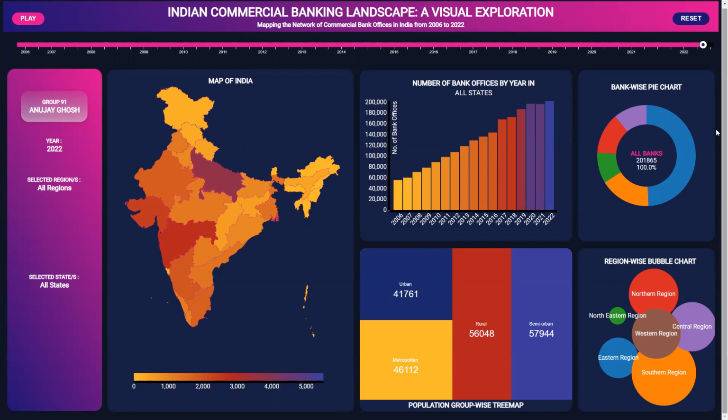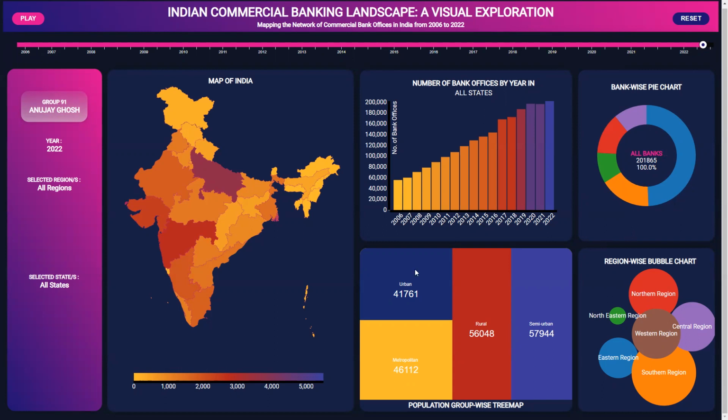The bank-wise pie chart here shows the market share of each of the top five banks that I've chosen. You can see it for all banks when you're not hovering over any of the sectors, but on hovering over a particular sector, you can see their market share as well. The timeline goes from 2006. So I think it begins from March 2006 and it goes till the December 2022 quarter.